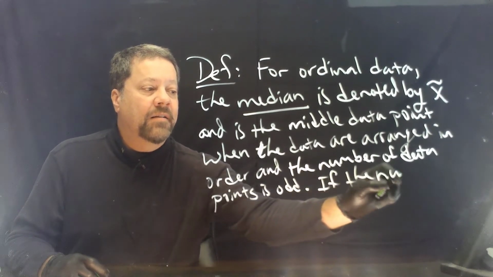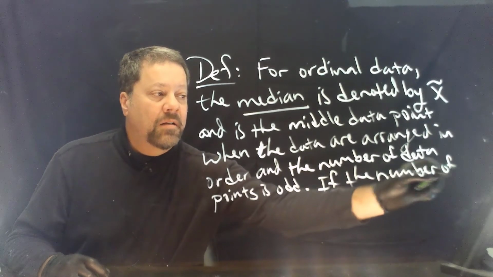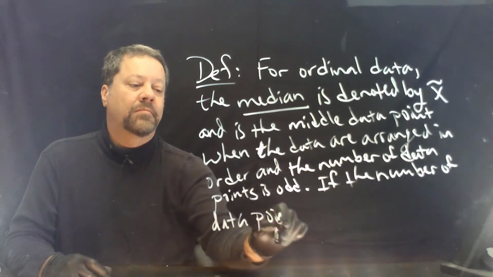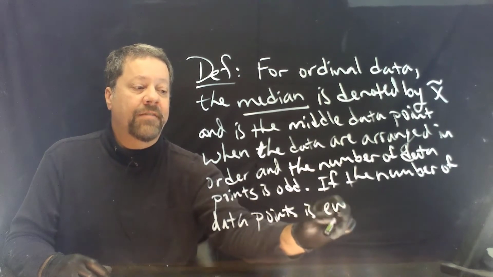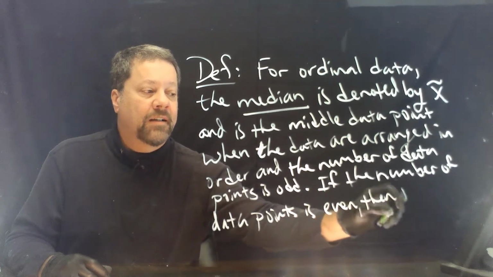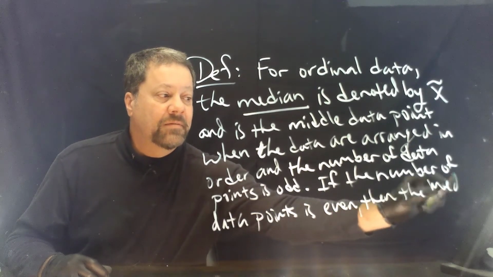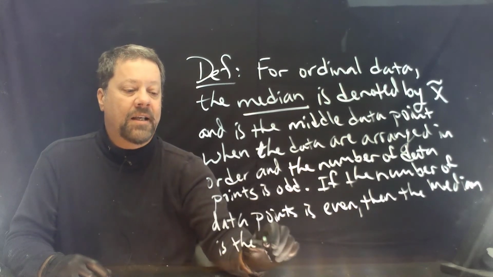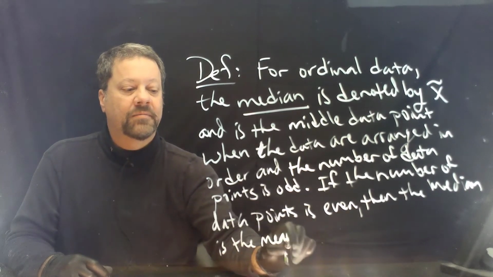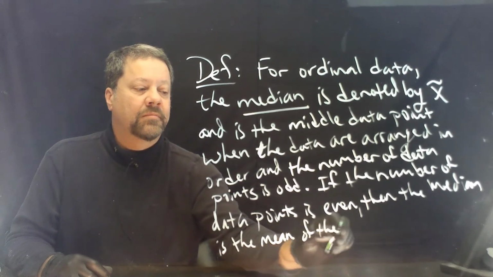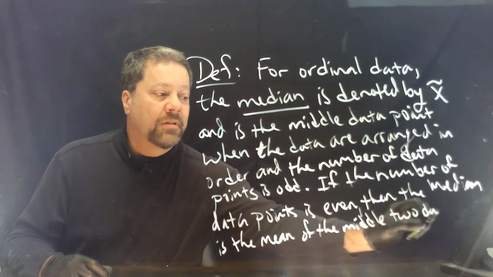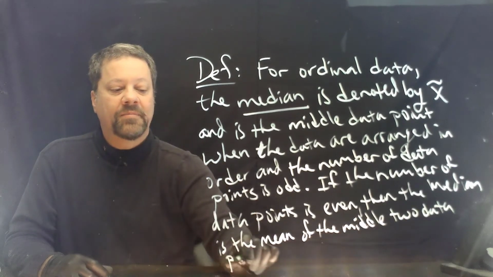If the number of data points is even, then the median is the mean of the middle two data points.